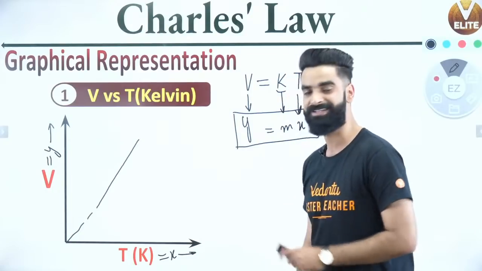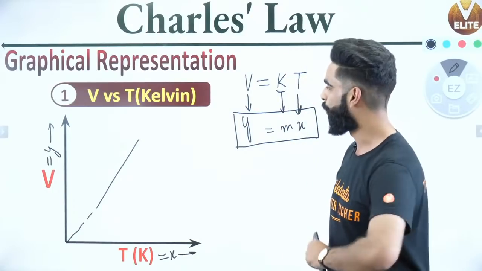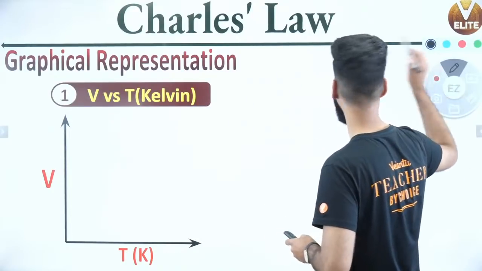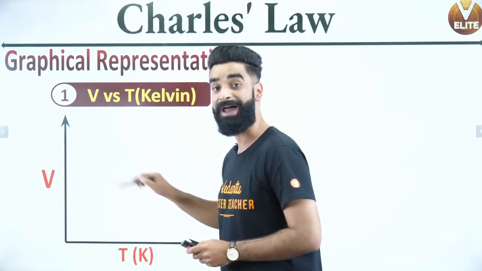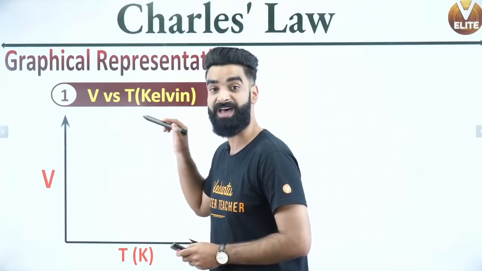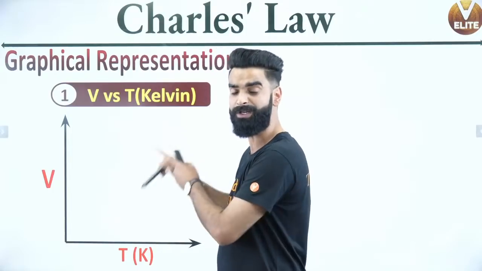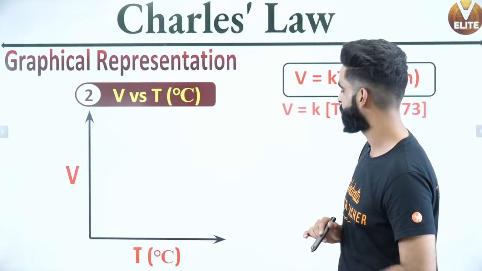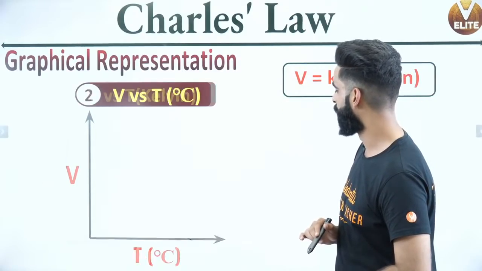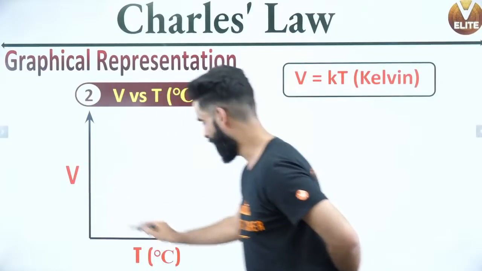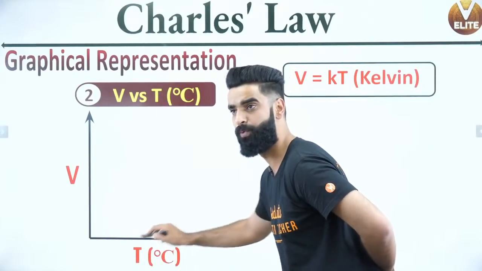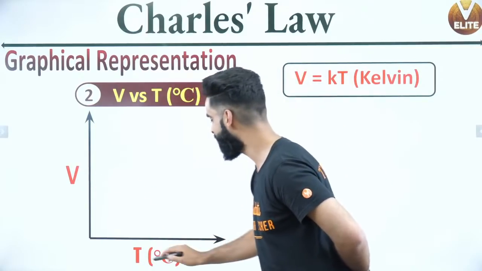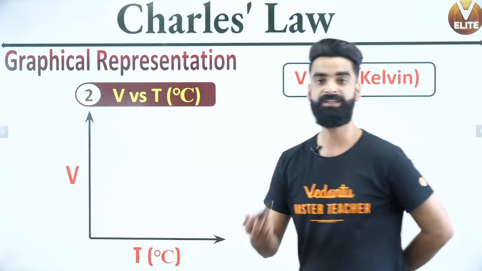Wonderful guys. So let's move ahead and talk about one more graph related to the Charles law. Just have a look at what I'll be doing now. This was the graph between volume and temperature in Kelvin for the Charles law, right? Now, one more curve: volume versus temperature in degree centigrade. What will be the nature of the curve between volume and temperature in degree centigrade for the Charles law?